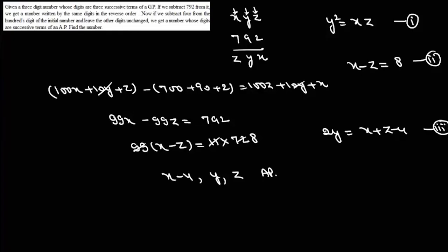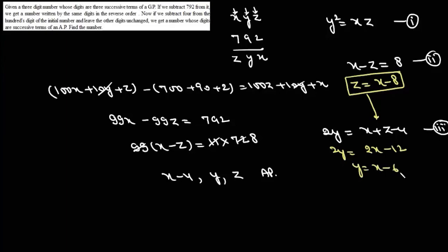Now since we have 3 equations and 3 unknowns, we should be able to find the values of x, y and z. So what we'll do is we'll write z as x minus 8, and if we put z as x minus 8 here, we'll get 2y equals 2x minus 12, or y equals x minus 6, and then we'll put the values of y and z in this equation.